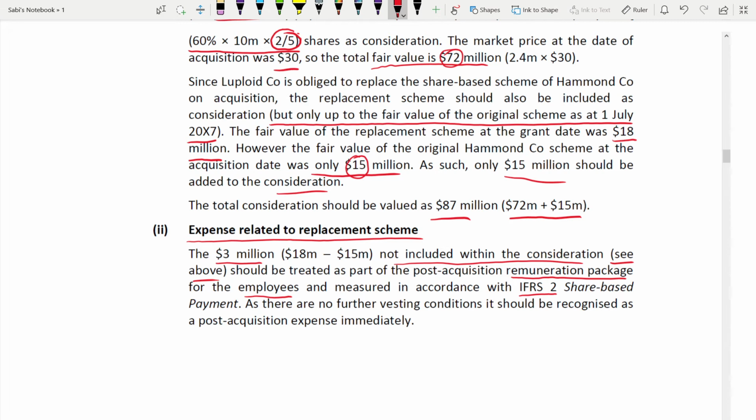Okay, as there are no further vesting conditions, you see there are no further vesting conditions, they told, when it's replaced. We saw in the case study, it should be recognized as a post acquisition expense immediately, as an expense, post acquisition. Okay, expense, because there's no vesting conditions.